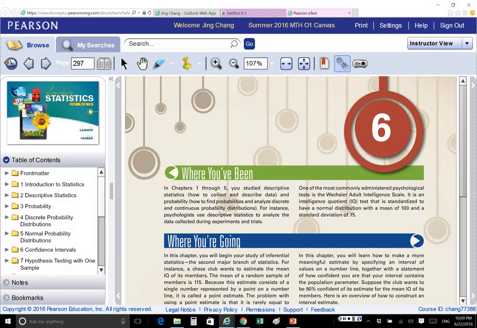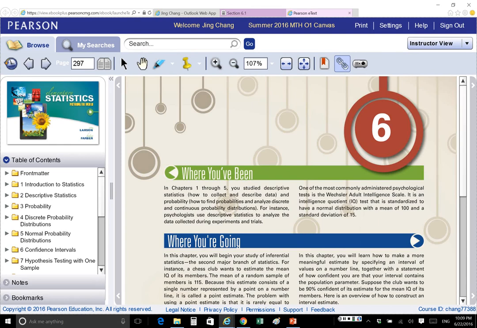So we know how to find the probabilities for different events. We know how to analyze discrete and continuous probability distributions. Talk about binomial and the normal distribution probability. And we also talked about the central limit theorem.